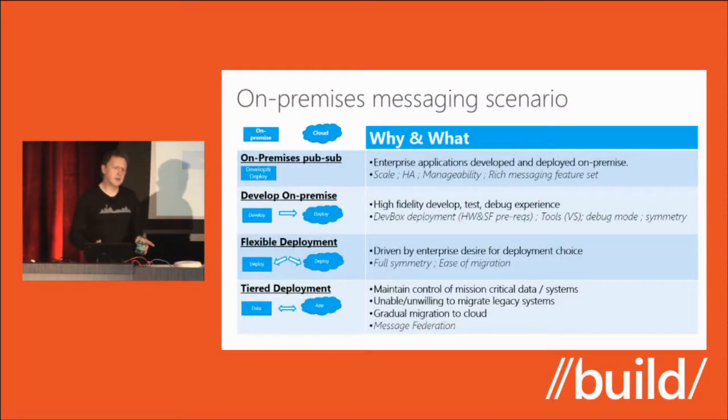So why is this useful? So I've got a number of scenarios here. So the first scenario, on-premises publish and subscribe. So all of your clients and services are local on-premise, and you want to do publish and subscribe messaging between them. You can do that by just installing an instance of Service Bus locally and doing all of the wire-up.